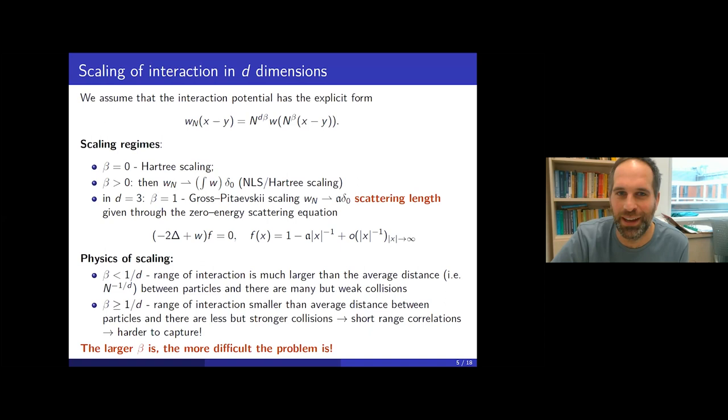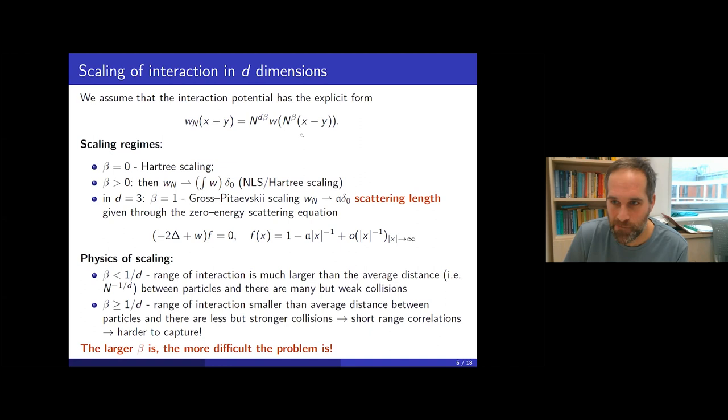So let me go back to the scaling of the interaction. The scaling that we put in the interaction, this Wn, is the following. For a given function W, think of it as a nice, smooth, positive interaction, so repulsive, we introduce a scaling parameter beta. This scaling parameter goes inside W, and it says what the effective range of the interaction is. If W is a fixed function, even of compact support, then multiplying x by n to the beta tells us that the effective range of the interaction is n to the minus beta.